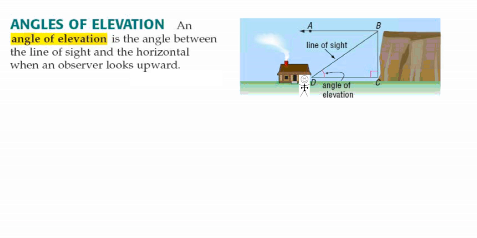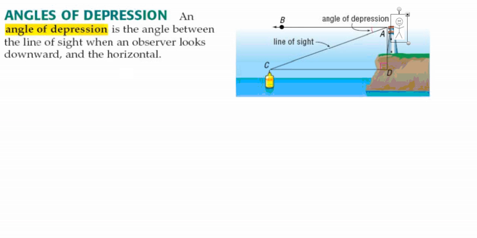Now again, if you change your perspective and said, okay, well, what if I was standing at the top of the cliff and looking down at the cabin? Again, horizontal down to what you're looking at, that's your angle of depression. And those two angles would be congruent because they're alternate interiors with those parallel horizontal lines. And again, here's another example of your angle of depression. If you're standing at the top of the lighthouse looking down at the buoy, again, your horizontal down to your line of sight, that would be your angle of depression.